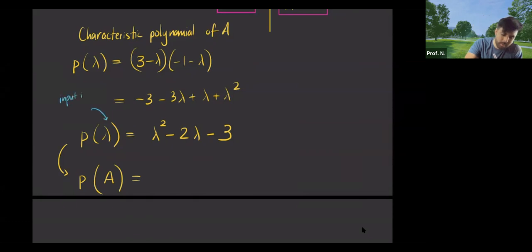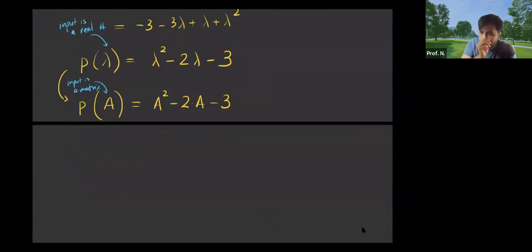So the input is a real number. The input here is a matrix. So it's a squared minus 2 times a minus 3. That makes sense. Agreed? Does everybody agree with this?